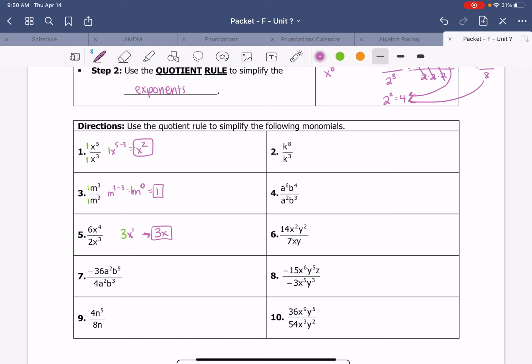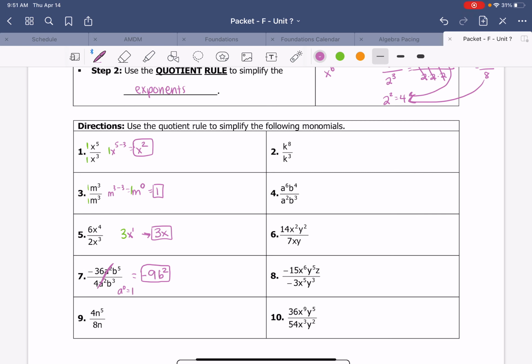Number 7, negative 36 divided by 4 is negative 9. A squared over a squared cancels, and the reason is that's a to the 0 power, right? 2 minus 2, a to the 0 power is 1. And then we have b to the 5th divided by b to the 3rd, and that gives me b squared. 5 minus 3 is 2.